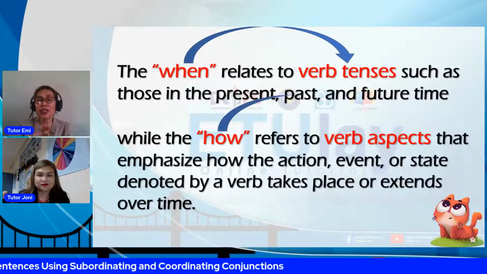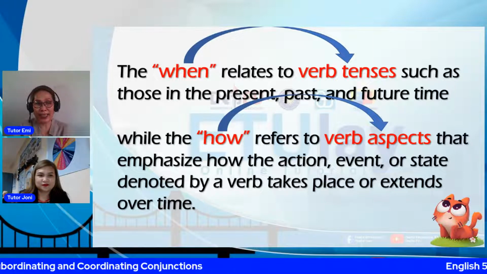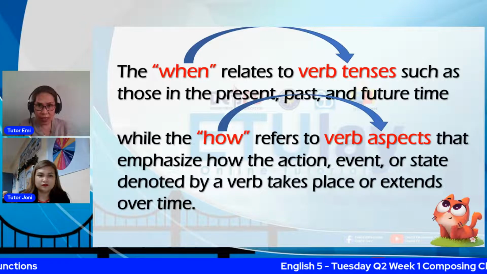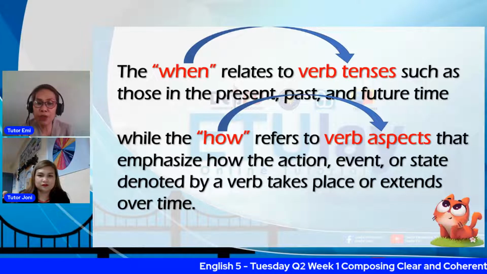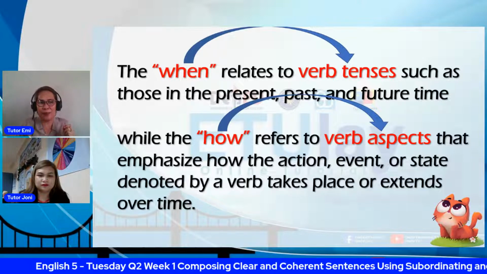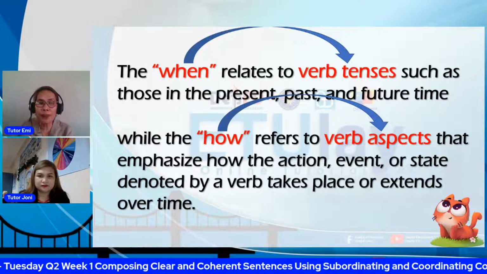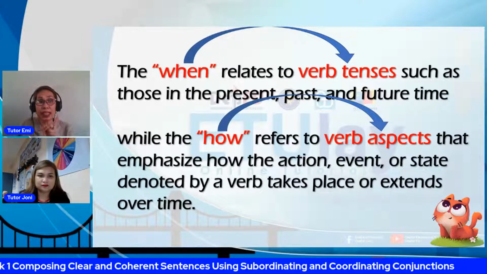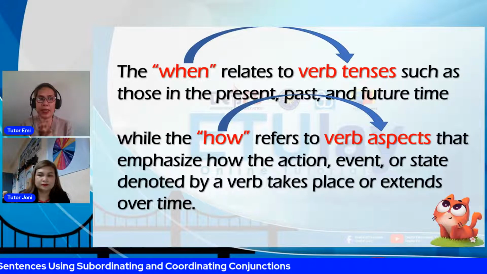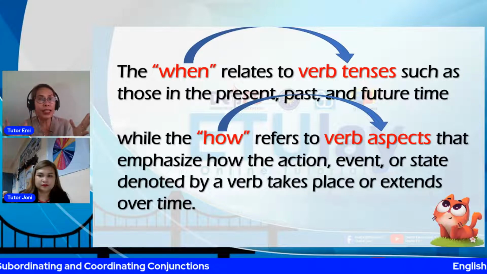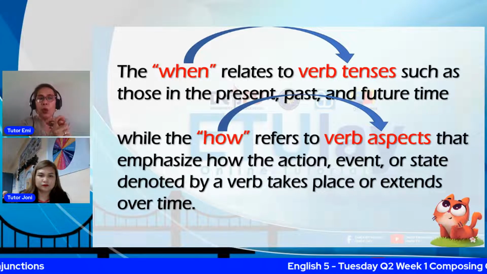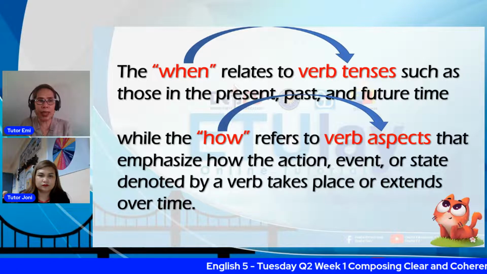While the how refers to verb aspects that emphasize how the action, event, or state denoted by a verb takes place or extends over time. Okay, now remember, the tenses of the verb indicate the time of action, the condition of a situation or state of being. The form of the verb indicates, again, present, past, future. Remember that one.